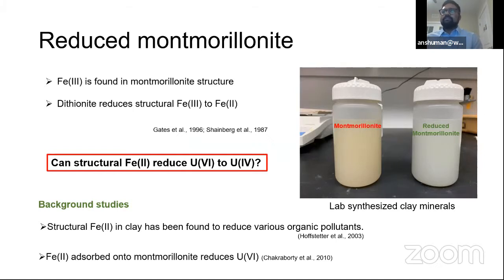So there are some background studies which we referred to. Iron 2, which has been found in clay — there are some clays which have iron 2 in them — has been found to reduce various organic pollutants. And there's one study done in 2010 where they adsorbed iron 2 on the Montmorillonite structure. Instead of reducing the structural iron 3, they adsorbed iron 2 on the unreacted Montmorillonite. And that adsorbed iron 2 could reduce uranium 6.